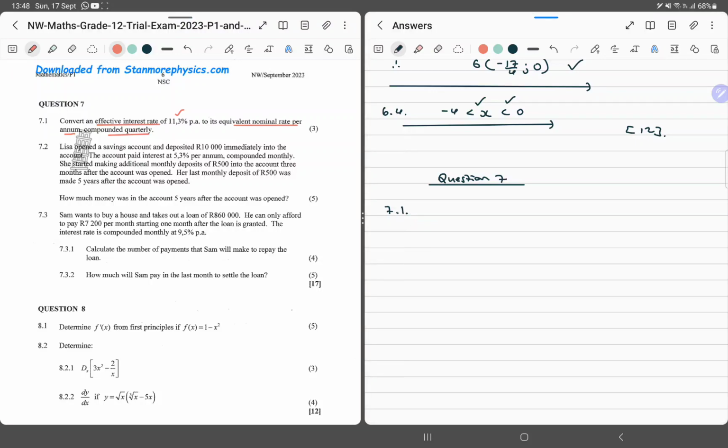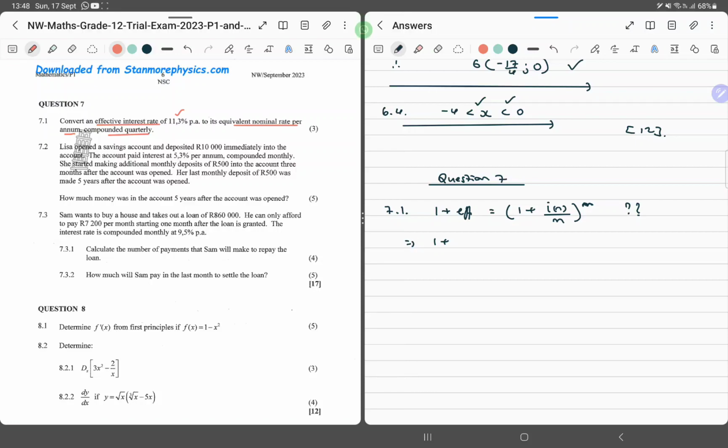So this is 7.1. We know that 1 plus the effective interest is going to be equal to 1 plus this i, which is nominal, over the compounding period, to that exponent m. I don't know if you write it like that, folks, but I don't remember it. Please double check this. Sometimes my brain just shuts down.